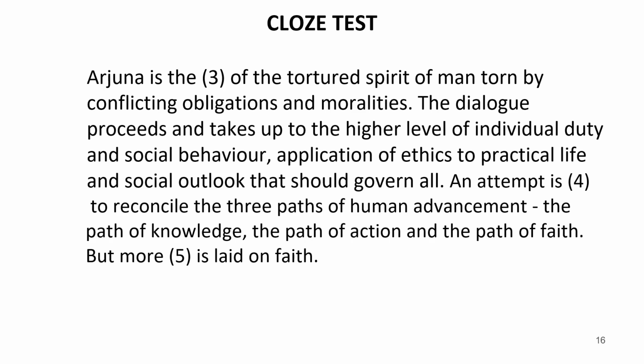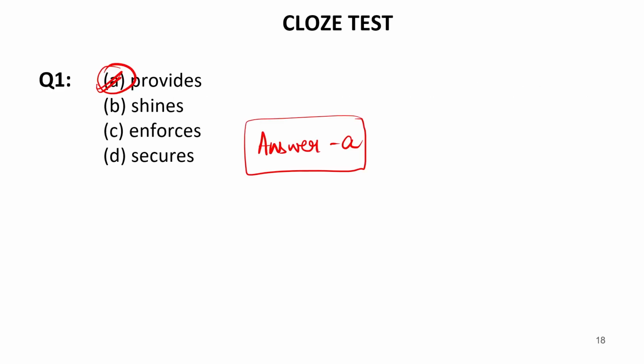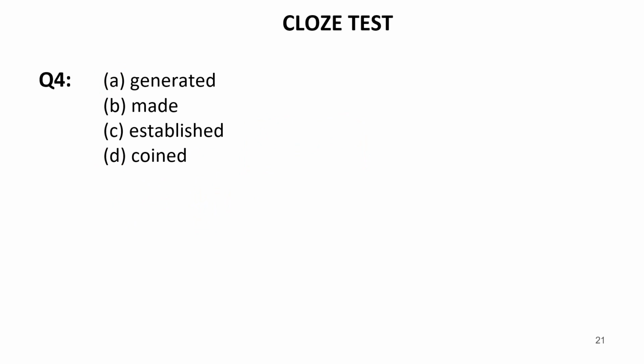The dialogue proceeds and takes up to the higher level of individual duty and social behavior, application of ethics to practical life, and social outlook that should govern all. An attempt is dash to reconcile the three paths of human advancement. So an attempt is dash. Now what should come in the fourth blank? Generated, made, established, or coined.